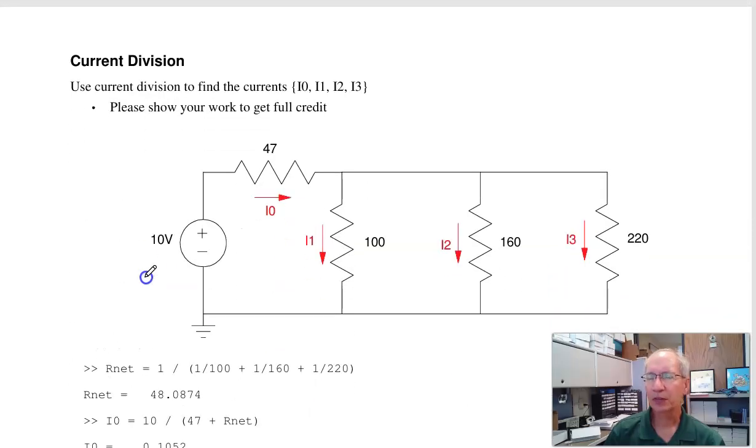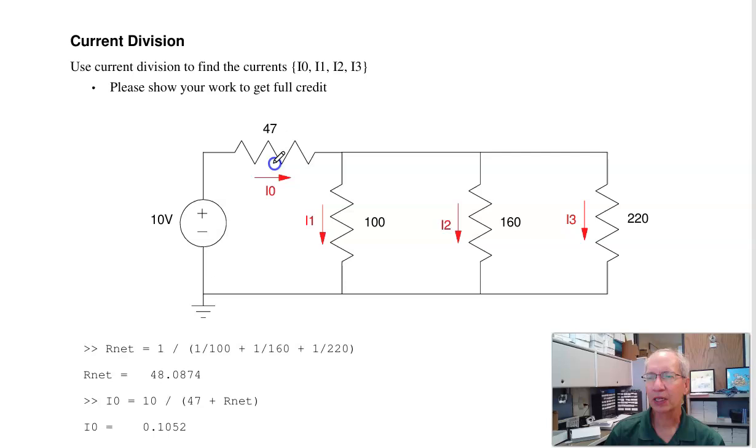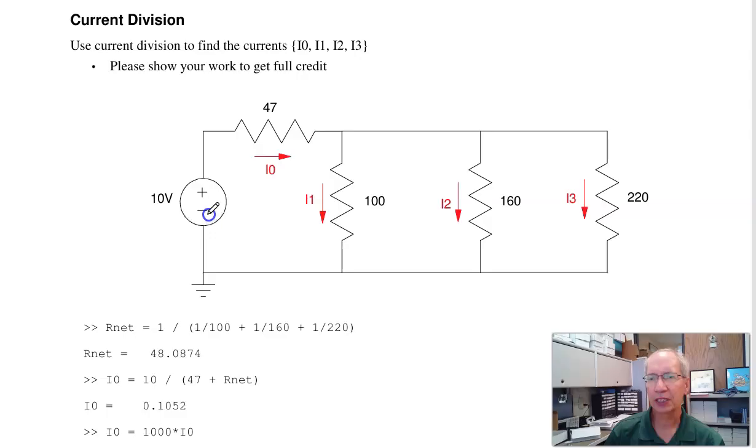Next problem is current division. Find the total current draw, and by current division, find I1, I2, and I3. Well, the total resistance is 3 resistors in parallel, 48 ohms. The total current then is 10 volts over 47 plus 48, 105 milliamps.